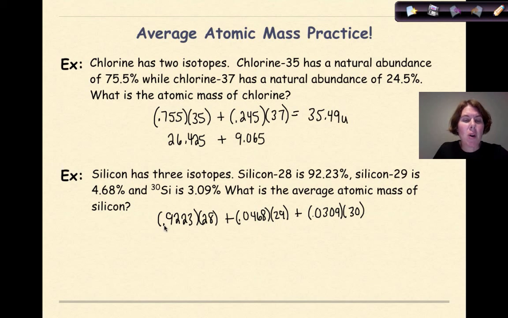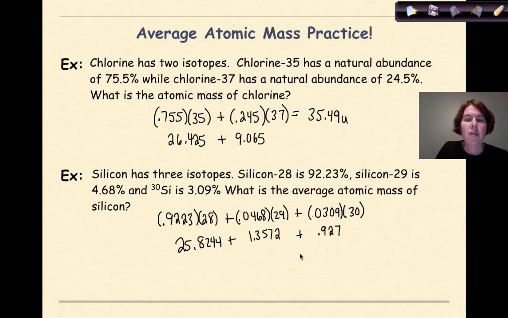So now I need to do the work to figure this all out. So I'm going to start out by multiplying 0.9223 times 28, and I should get for my answer 25.8244. And then I do 0.0468 times 29, and for that answer I should get 1.3572, and then finally 0.0309 times 30, and I should get 0.927. So if I add all of these up, I should get a final answer of 28.1 u if I've done my math right.